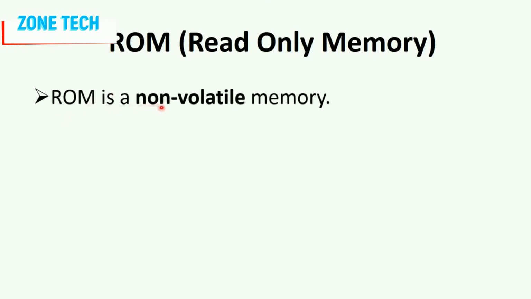Now let's discuss ROM memory, read-only memory. Unlike RAM, the ROM memory can't be directly accessed by CPU. The data is first transferred to the RAM and then CPU can access that data from the RAM. ROM is a non-volatile memory. The data inside the ROM retains even if the power of the CPU is switched off.